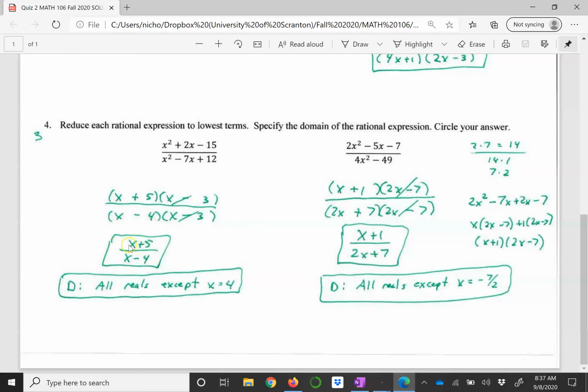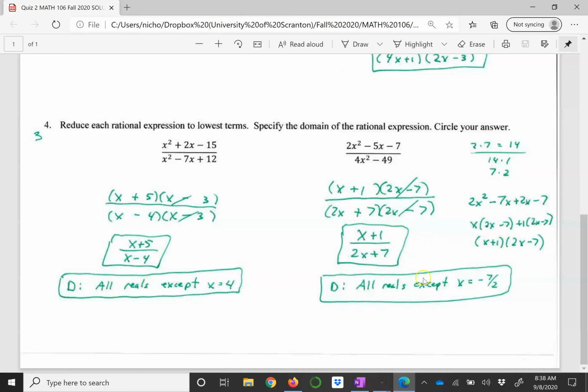So if I'm looking for the domain of that reduced expression, I only have to pay attention to what could make this fraction undefined, right? And the only place it could be undefined is if the denominator was 0. So what value of x could make that 0? It would just be a positive 4. So your domain is all reals, meaning all real numbers can be plugged into this and get a real solution, except 4. Any other number, it works.